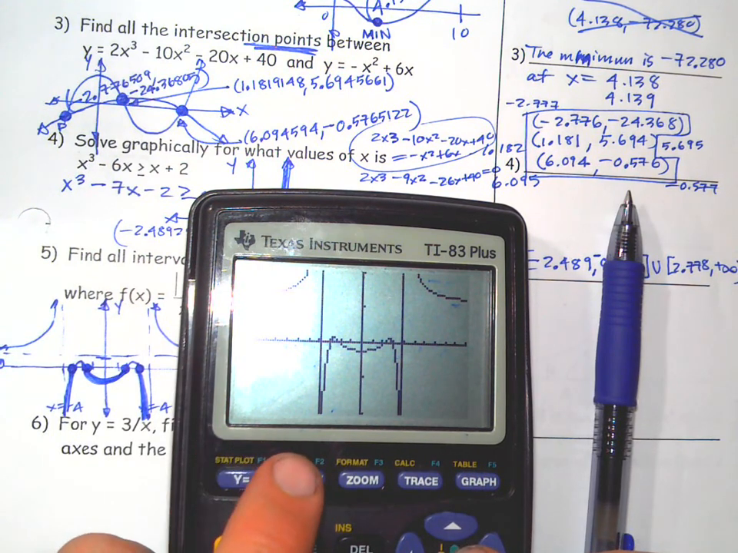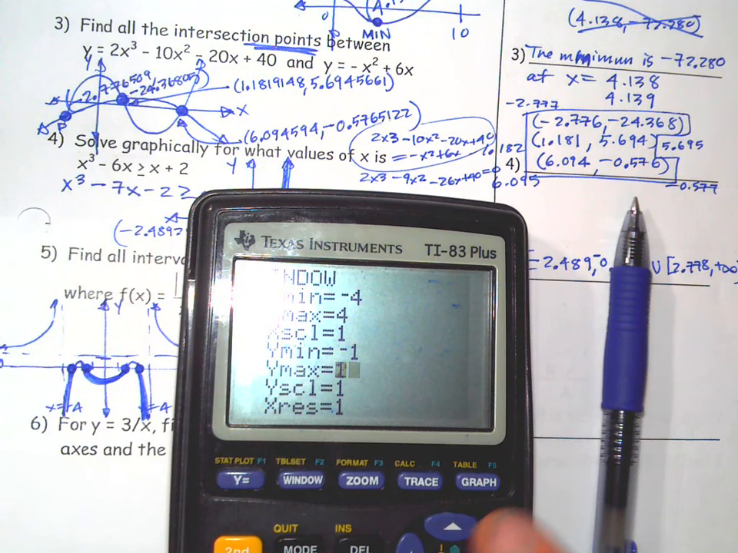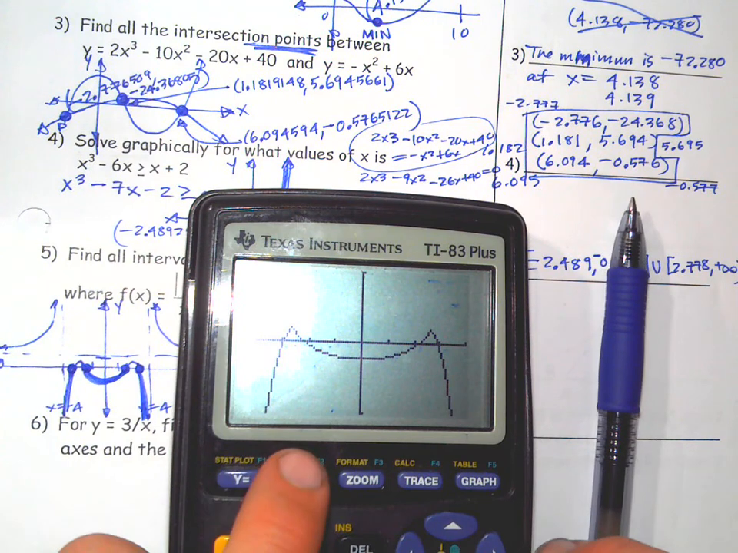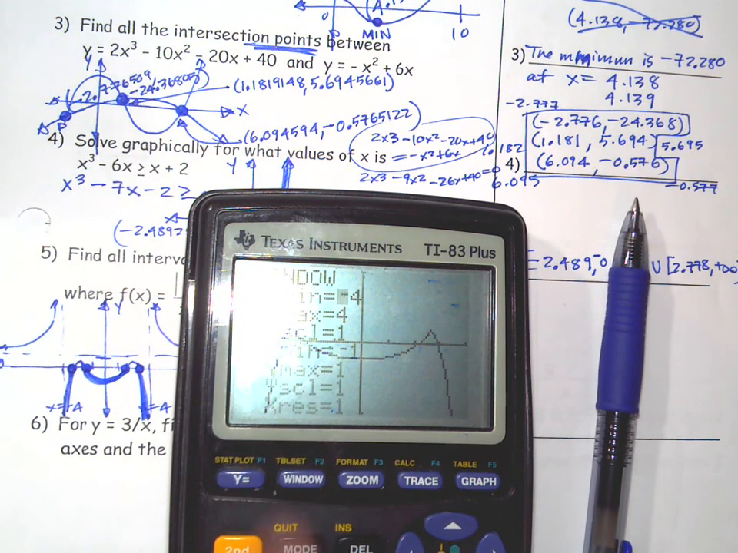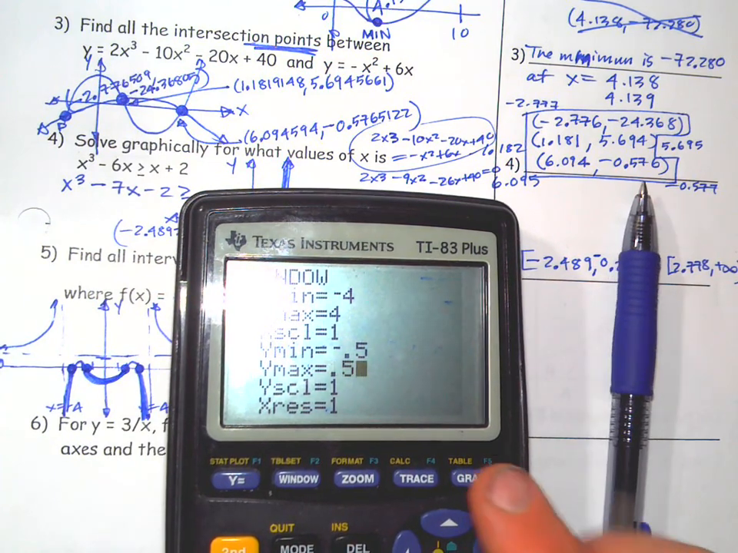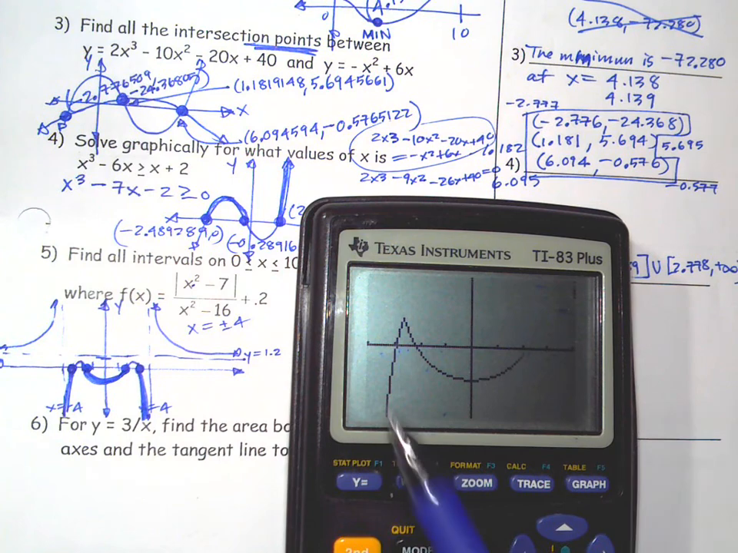So I think let's change our window to -4 to 4, -1 to 1. It's a little better, right? I mean, we could make it even better. Let's say window -0.5 to 0.5. So we've got to find these x-intercepts.